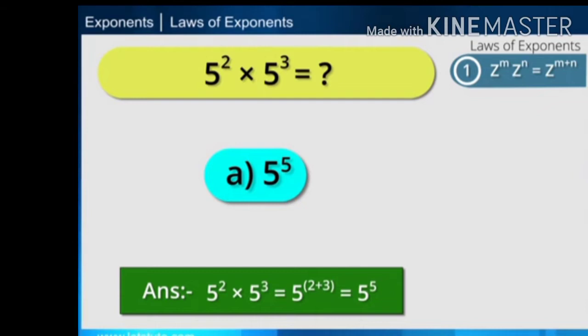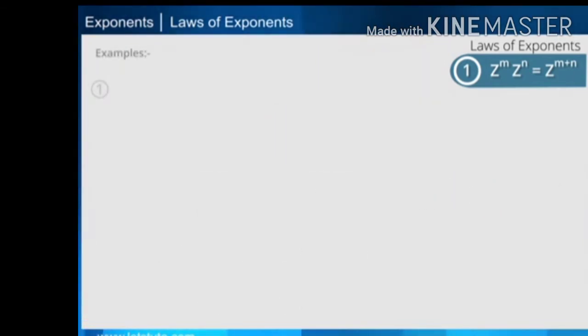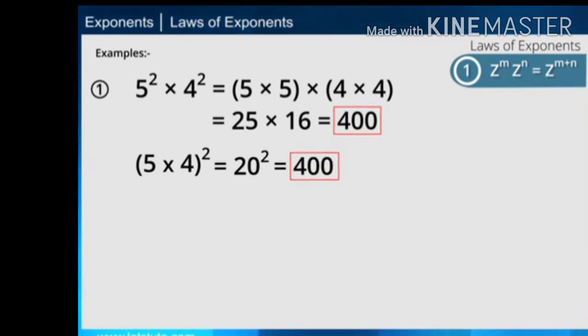This was when we have to multiply identical bases. But what if we have identical exponents but different bases? Let's take few examples. Here we can see exponents are identical, right? So can we write 5 into 4 raised to the power 2? Yes, as we are getting the same solution.